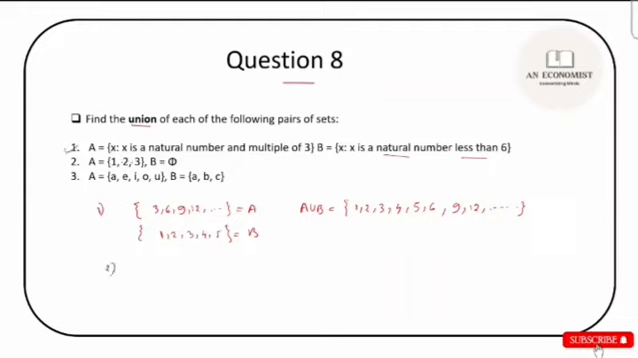Question number 2. A is 1, 2, 3 and B is ∅. So what will happen if you take A union B? It will simply be 1, 2 and 3. It will be set A. Question number 3. A is a, e, i, o, u, the set of all vowels, and B is a, b, c. So what will be A union B? a, b, c, e, i, o, u.